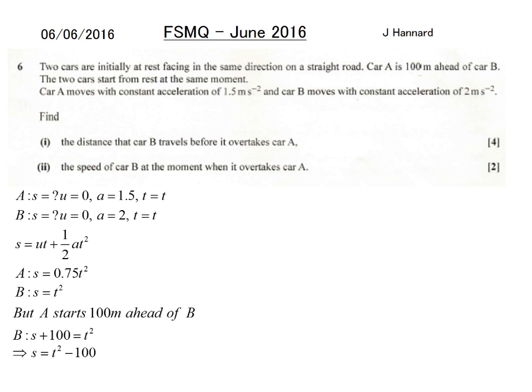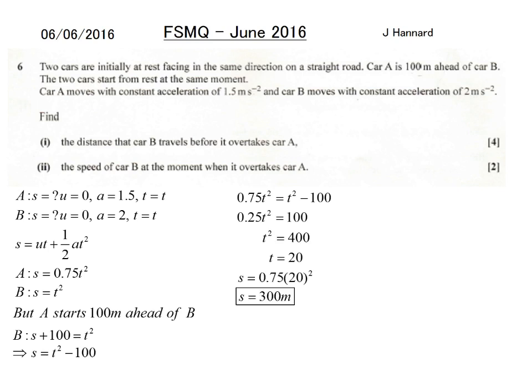Now if they're overtaking each other, they're on the same path, therefore we can set the S's equal to each other and we'll get that, which rearranges to that, which is that, and that puts a smile on my face because T is 20. Then I'll stick that back through one of my equations and I'll get 300 metres. Quite a lot of work there for 4 marks, so there might be an easier way, but that's the way I did it. The speed of car B at the moment when it overtakes the car, well, we've worked out the T value, so V equals U plus AT, V equals 0 plus 40, V is 40.